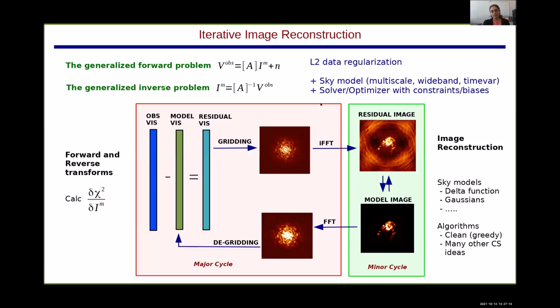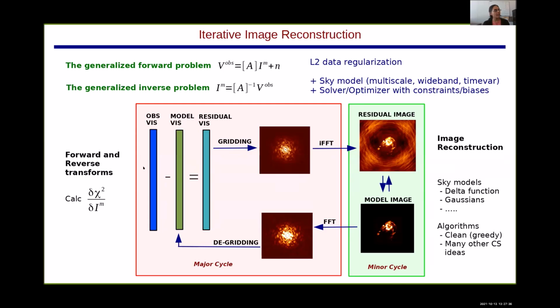And we use, say, one instance of this. So the way this looks in practice is shown by this diagram here. What we have on the left, and by left I mean the big red box, is the place where we do the forward and reverse transforms. And what we have on the right in the big green box is what's typically called the image reconstruction, and that's done in the image domain.